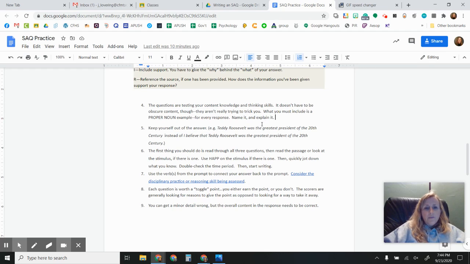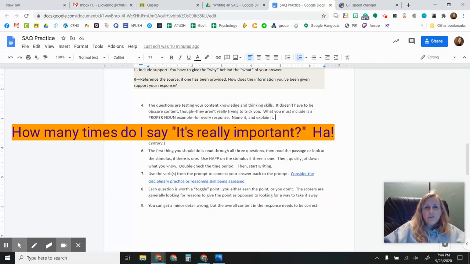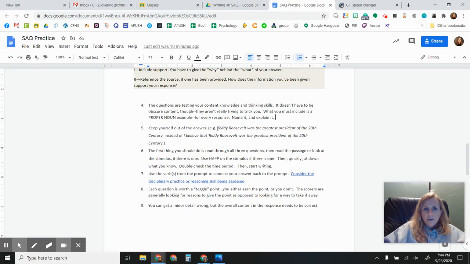It's also really important that you keep yourself out of the answer. So no first or second person pronouns. Keep it all third person. You're writing about history. It's not your history. America is not your country. It's a country that you're writing about. This is how we maintain that historical objectivity. So for instance, the example I give here, Teddy Roosevelt was the greatest president of the 20th century, or I believe Teddy Roosevelt was the greatest. You don't want this. You don't want that "I believe." You don't want to talk about the United States as being our country or us as being Americans.